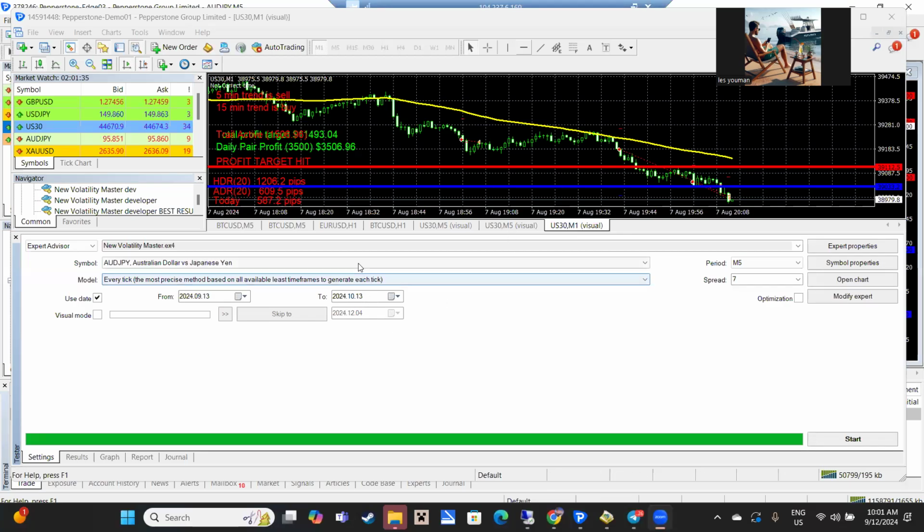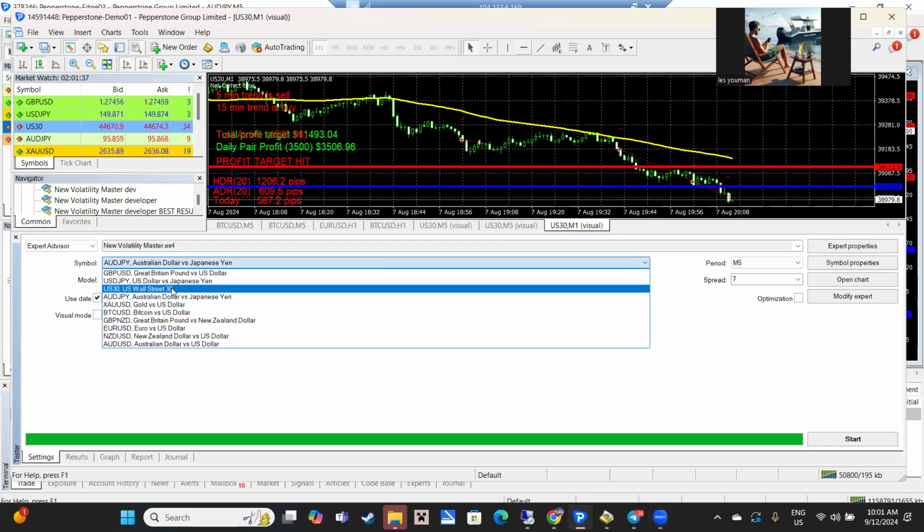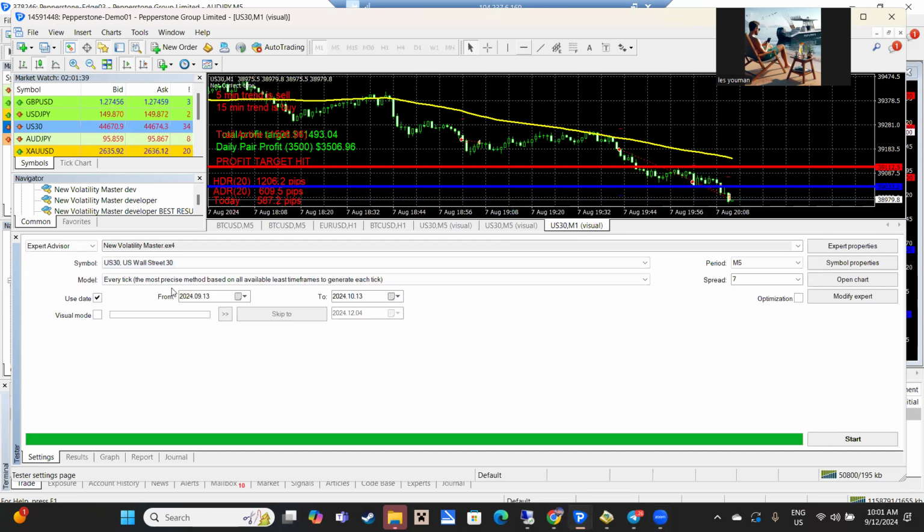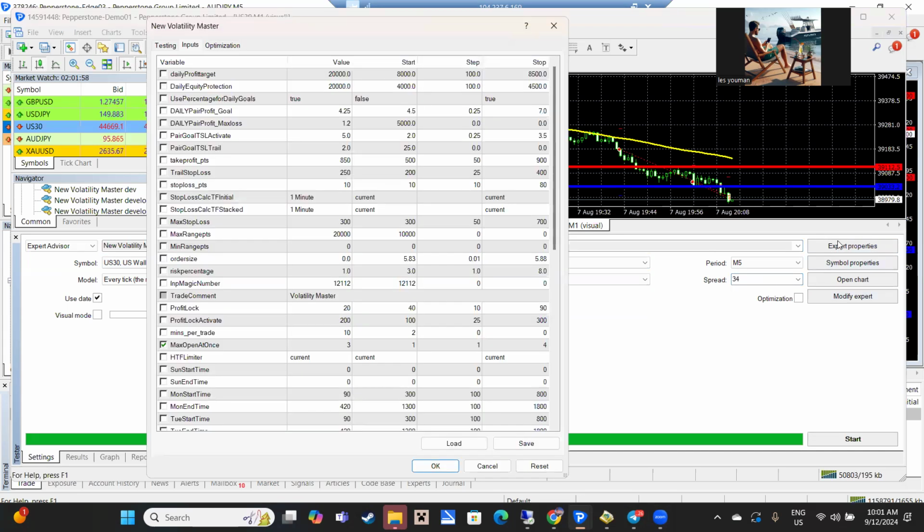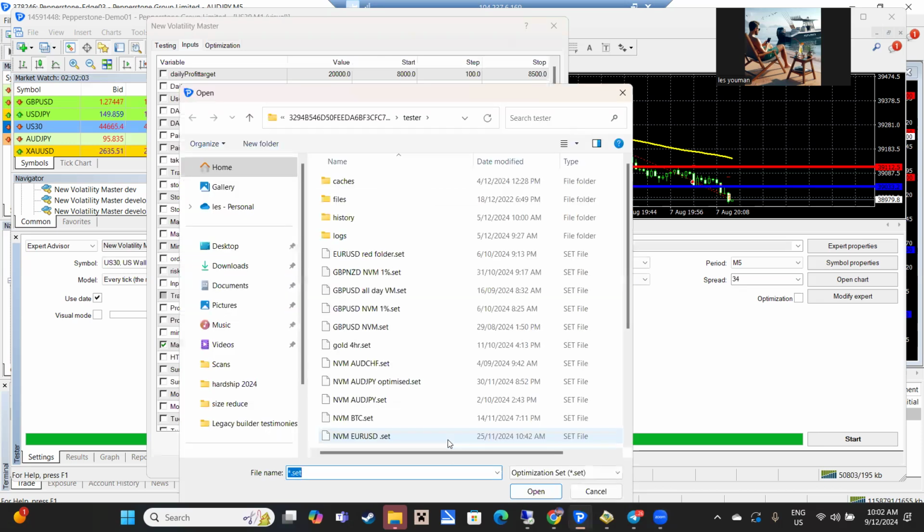Alrighty, I'm going to go through some back testing on a prop firm account type scenario, but trading the US 30 this time. US 30 is the main pair we trade. Well, it's the pair that I set everybody up on when they first purchased Volatility Master, and the reason I do that is because it's the easiest, most hands-free way of using Volatility Master.